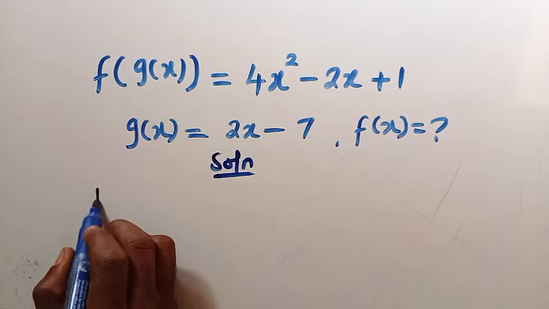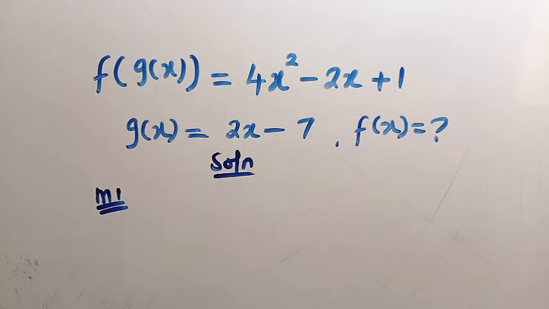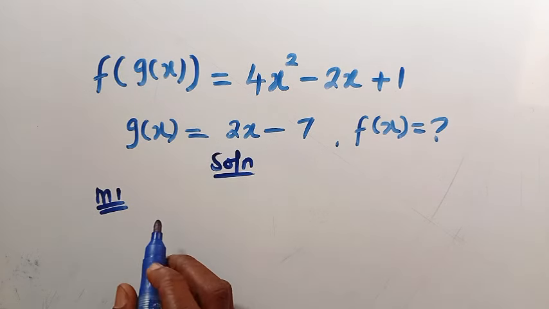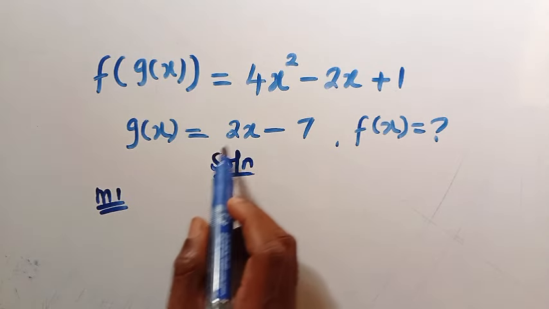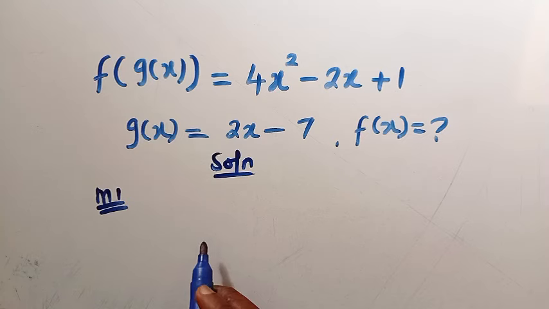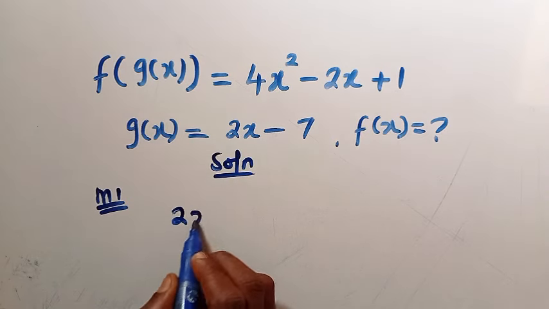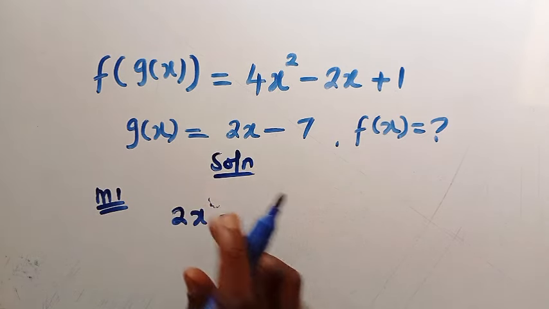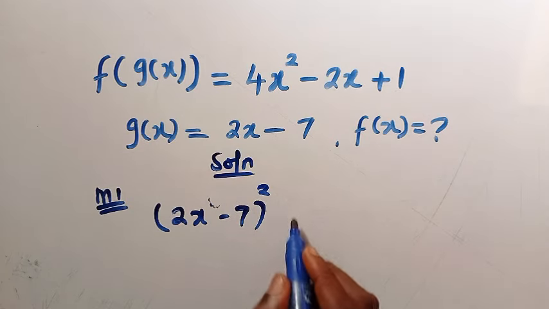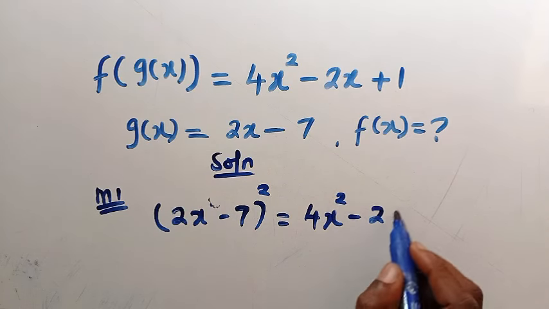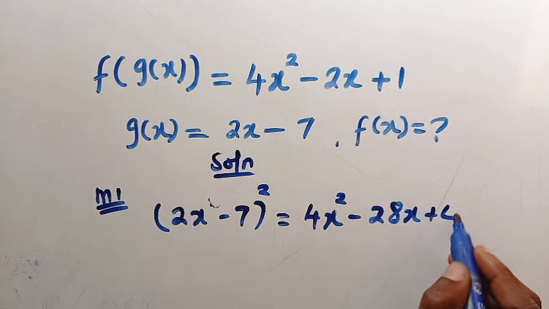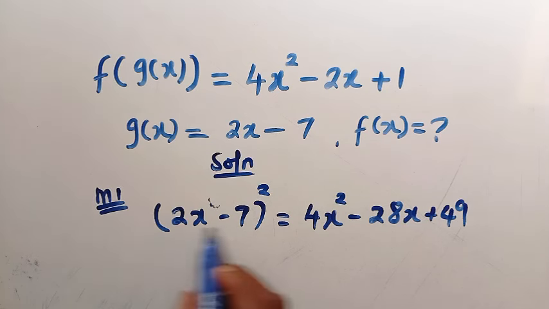Considering the solution, here is the first method. In this first method, I will be applying some little manipulation. Looking at g of x, which is 2x minus 7, suppose I square 2x minus 7. If I take the square of this, we are going to have 4x squared minus 28x plus 49. This is what we have for expanding 2x minus 7 to the power of 2.